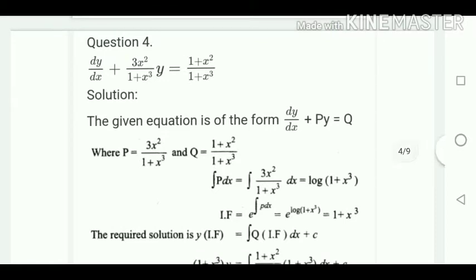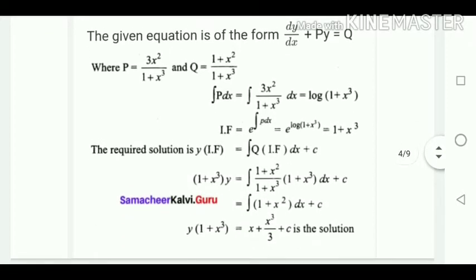Fourth question: dy by dx plus 3x square by 1 plus x cube into y equal to 1 plus x square by 1 plus x cube. So the given equation is of the form dy by dx plus p y equal to q. Here the value of p equal to 3x square by 1 plus x cube and q equal to 1 plus x square by 1 plus x cube.